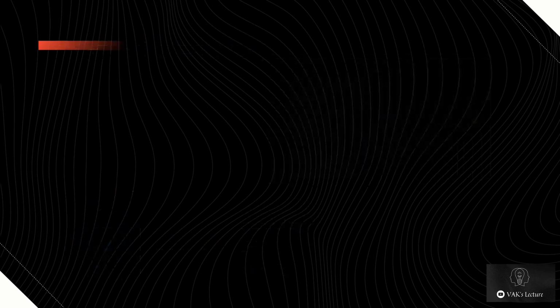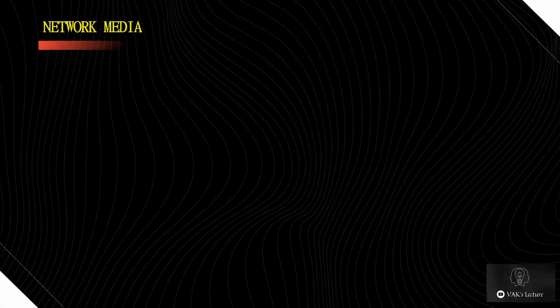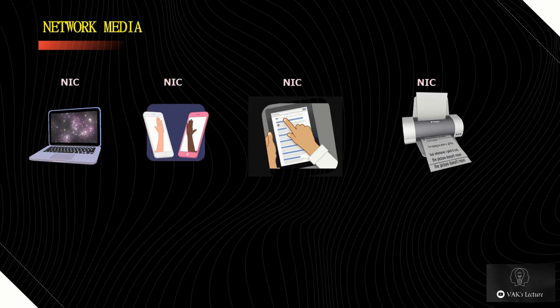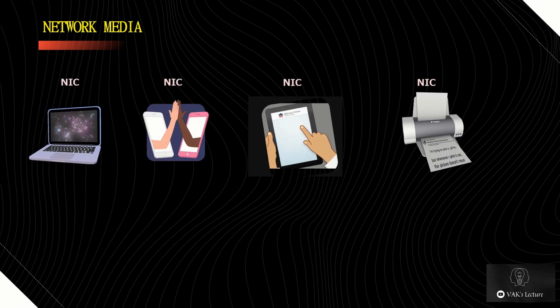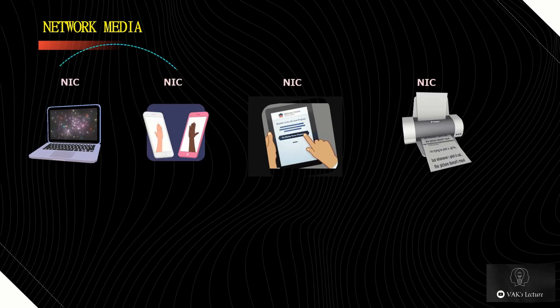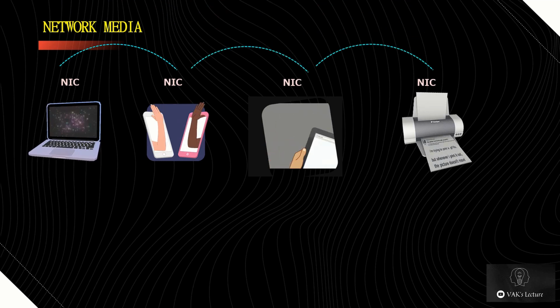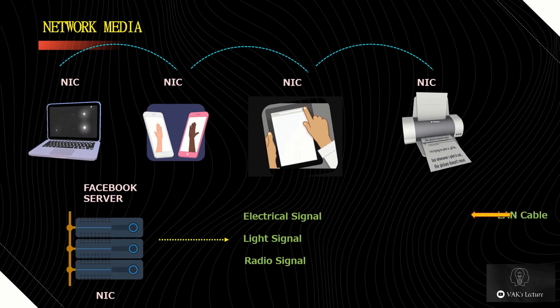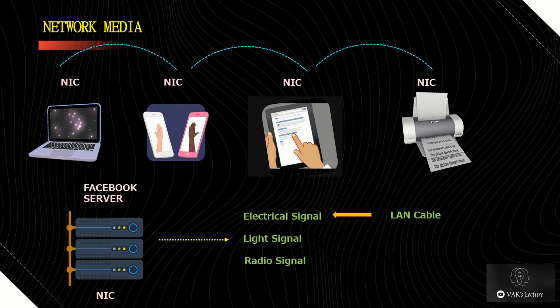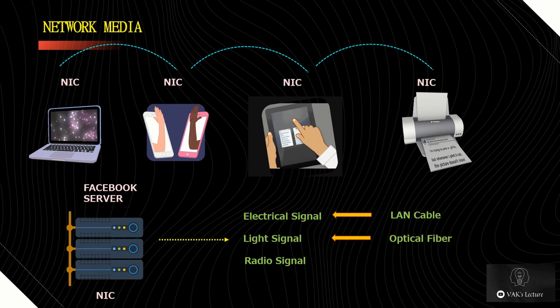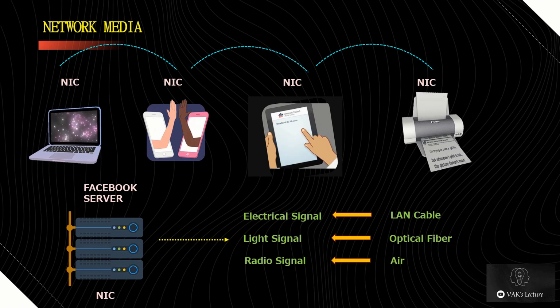The third network component is network medium. Network media provides the means through which data from the NIC of one device is transmitted to the NIC of another device. And it can be a LAN cable for transmitting electrical signals, optical fiber for transmitting light signals, or air in the case of radio signals.